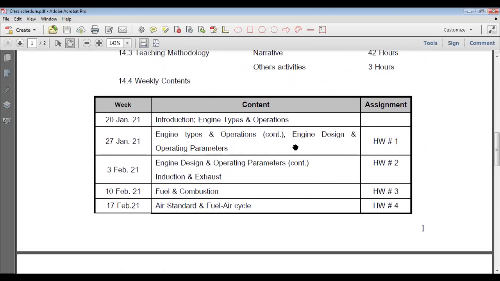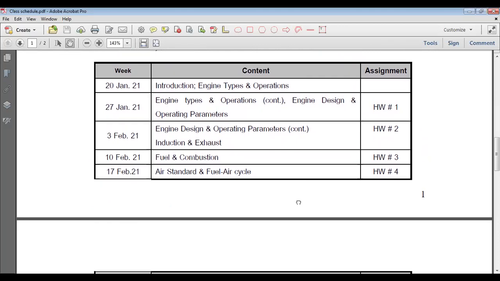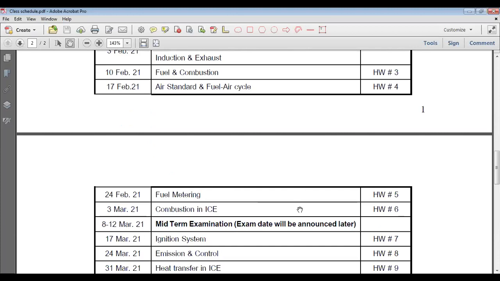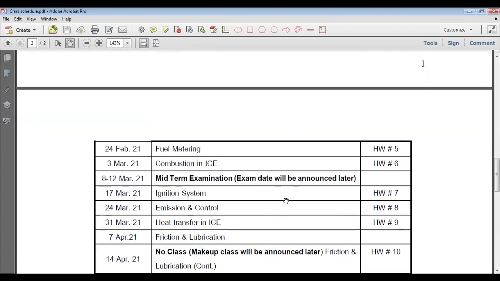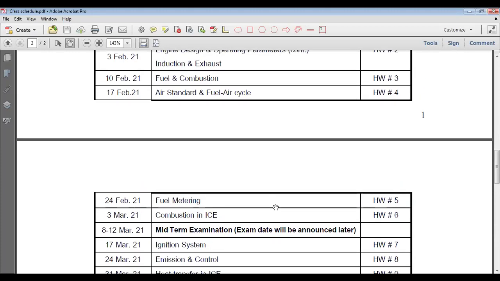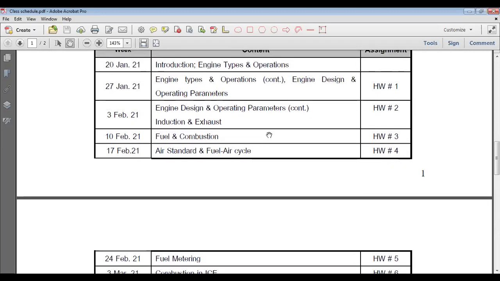We will have the lecture every week, and our lecture will go by this schedule. So you have to arrange your time according to this schedule so that you can attend the class all the time. The midterm is expected on 8 to 12 of March, so it's about 2 months from now. Don't be careless because time flies fast. It's better to prepare early.